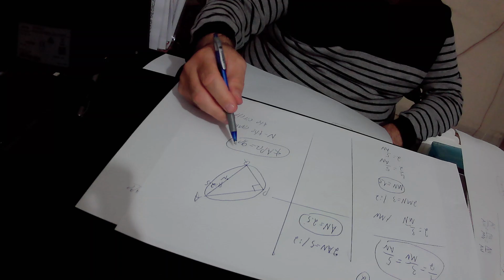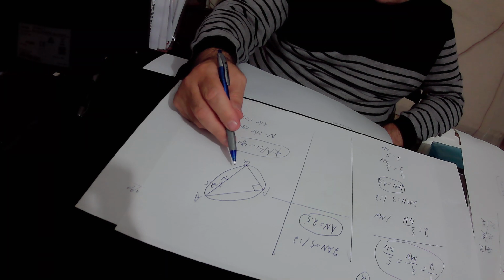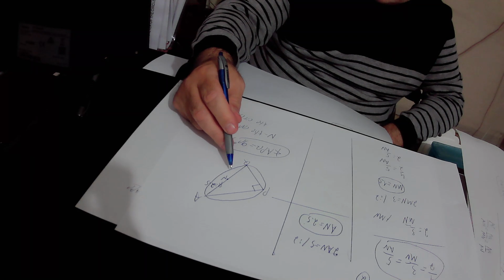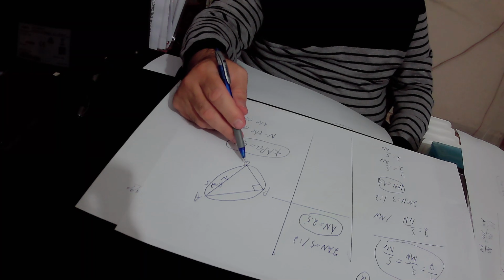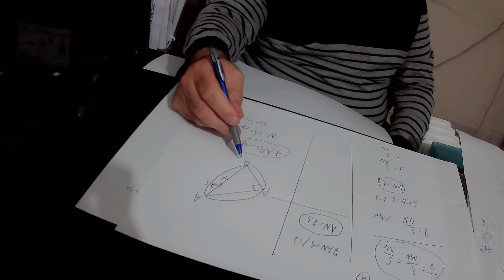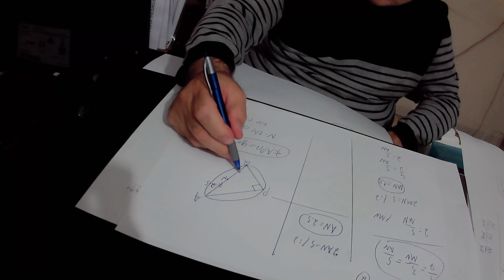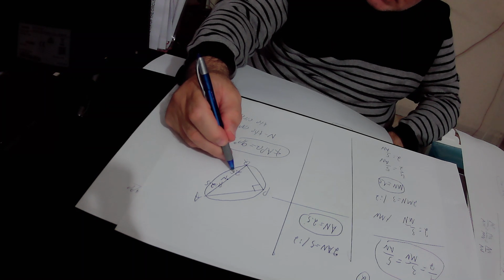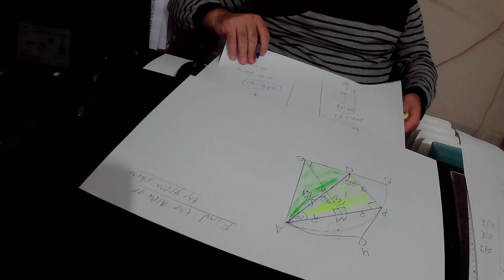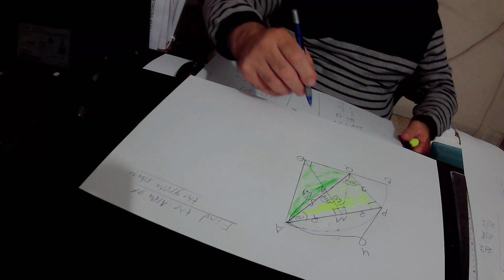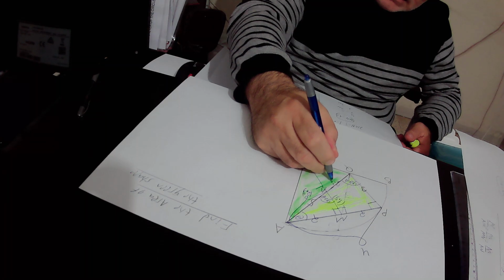And because N is the center of the circle, it means that NQ is also the radius of the circle. Why? Because line segment NQ starts from the center of the circle, that is point N, and ends at point Q, that is the point of the circle itself. Therefore, NQ must also be the radius of the circle, equal to 2.5 units.